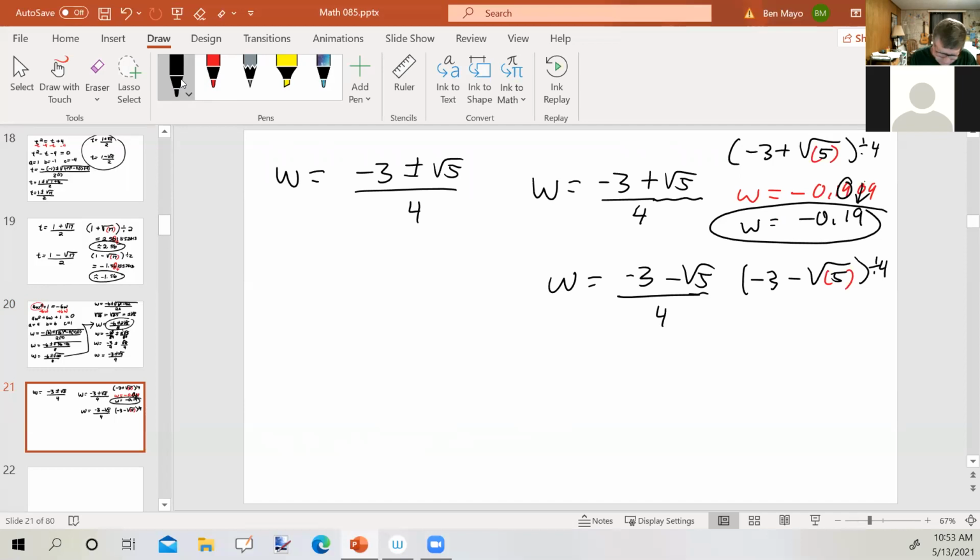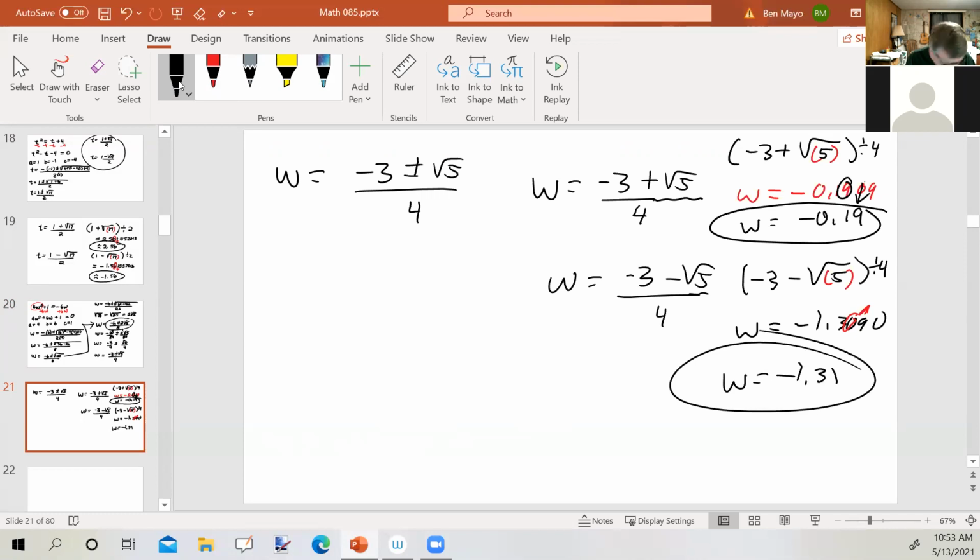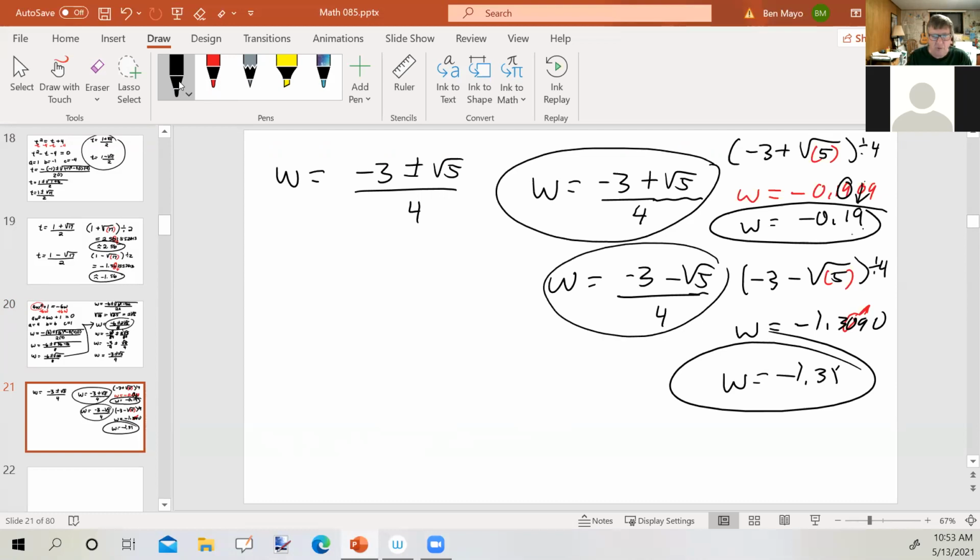And then our second situation, we get W equals -1.309, 0, etc. Here's the hundredths place, the 9 rounds up, so W equals -1.31. Okay, so here are the exact answers in reduced form, and then their decimal equivalents rounded to the nearest hundredth. Any questions about that? Okay.